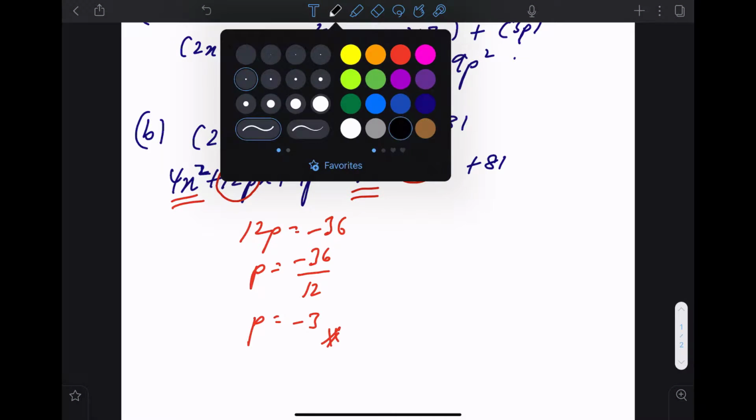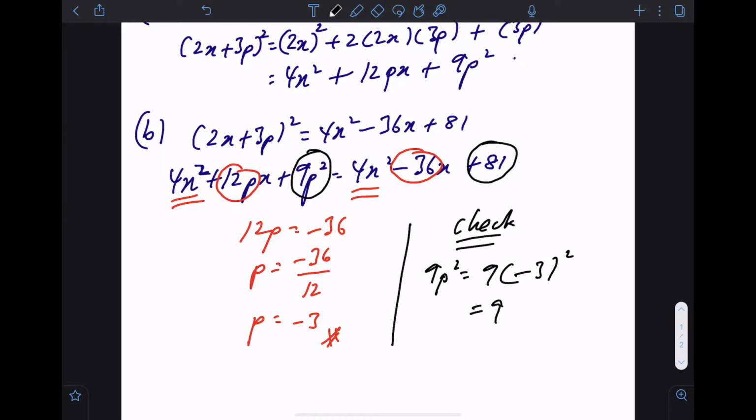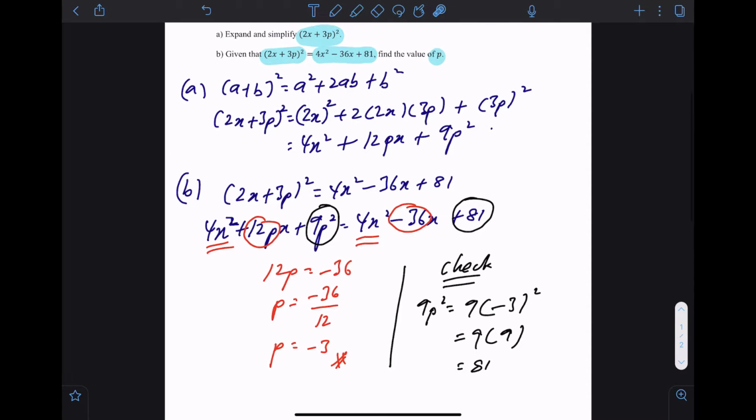And to do a quick check, you can also compare the constants. 9p^2 will be equal to 9 times (negative 3)^2. 9 times 9 indeed is equal to 81 as well. So our answer of b, negative 3, is correct.